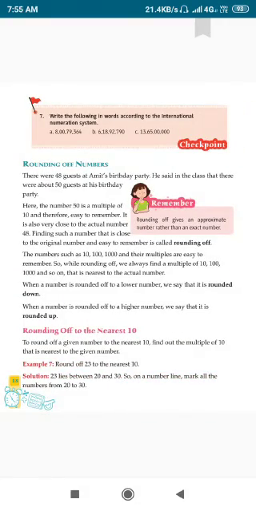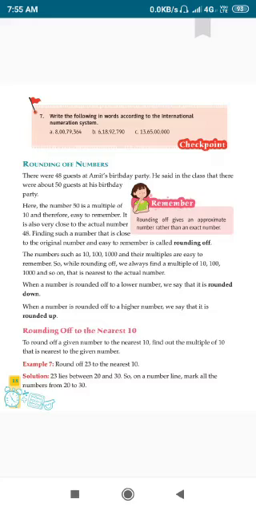Now, rounding of numbers. Rounding means making a number simpler but keeping its value close to what it was. The result is less accurate but easier to use. Numbers such as 10, 100, 1000 and their multiples are easy to remember. When a number is rounded off to a lower number, we say that it is rounded down.